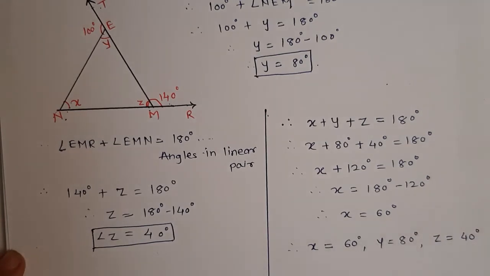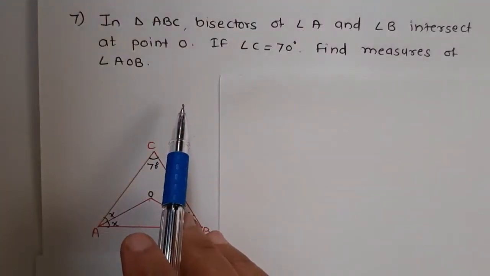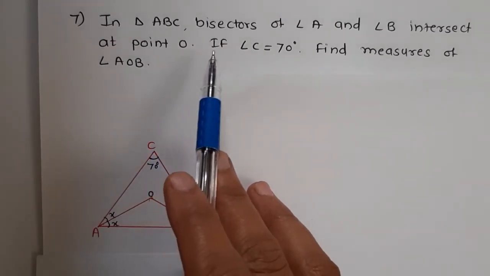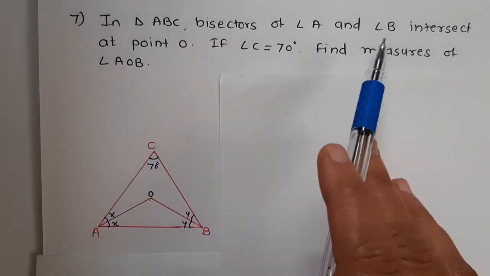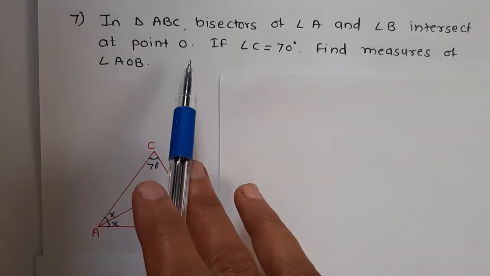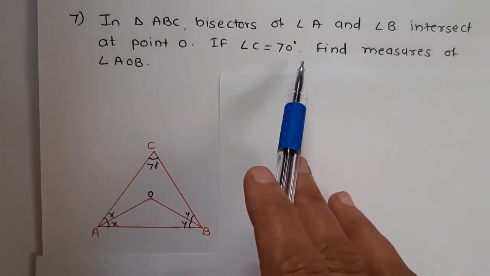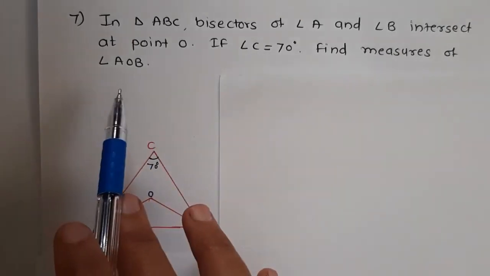Okay, understood everyone? Now next sum. See question number 7. In triangle ABC, bisectors of angle A and angle B intersect at point O. If angle C equals 70 degrees, then find the measure of angle AOB.